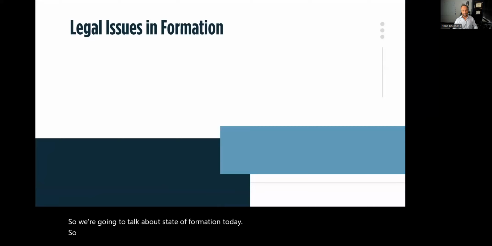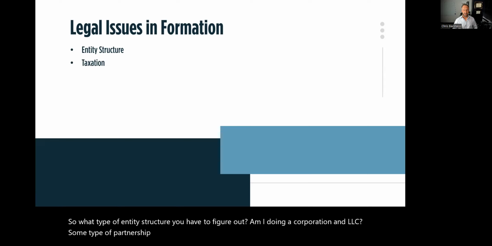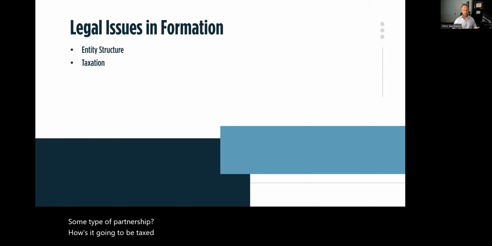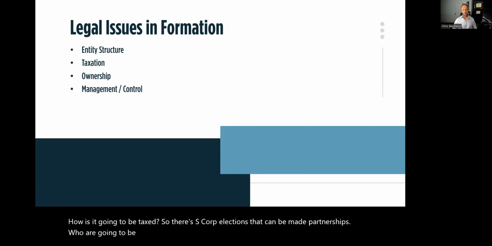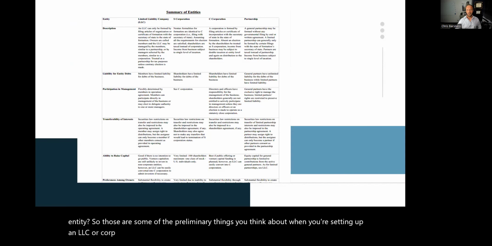So what are the legal issues when it comes to forming an entity? What type of entity structure? You have to figure out, am I doing a corporation, an LLC, some type of partnership? How's it going to be taxed? There's S Corp elections that can be made, partnerships, who are going to be the owners, who is the managers, and who's in control of that entity. So those are some of the preliminary things you think about when you're setting up an LLC or a corporation.